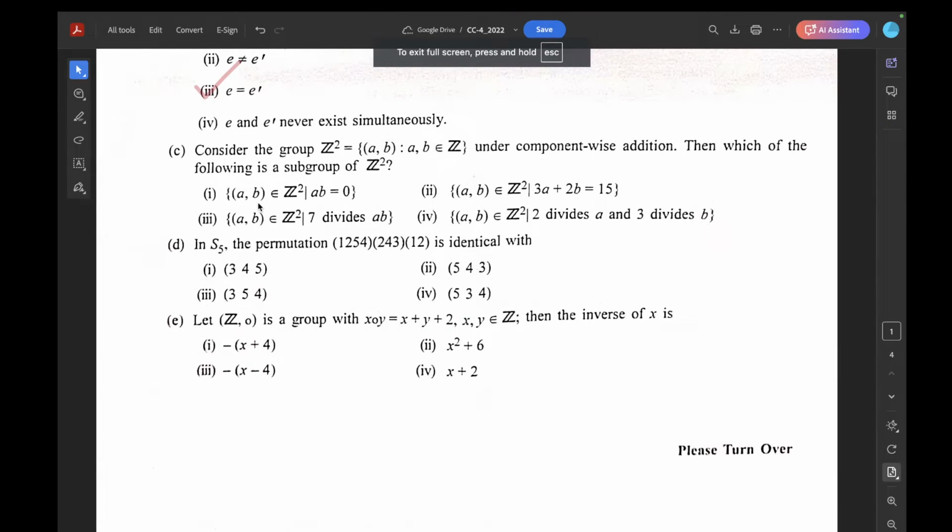Next question C. Consider the group Z2 equal to the set of ordered pairs (a, b) such that a, b belongs to the set of integers Z under component-wise addition. Then which of the following is a subgroup of Z2? This Z2 means Z cross Z. And this component-wise addition means ordered pair (a, b) plus ordered pair (c, d) equal to (a plus c, b plus d).